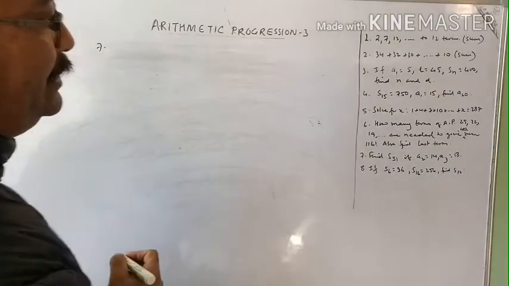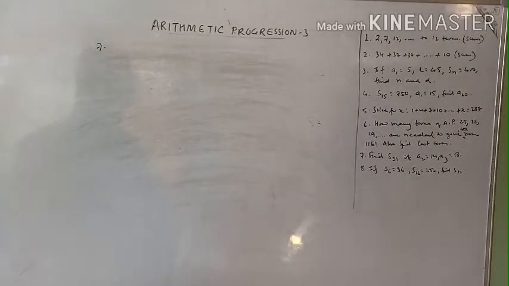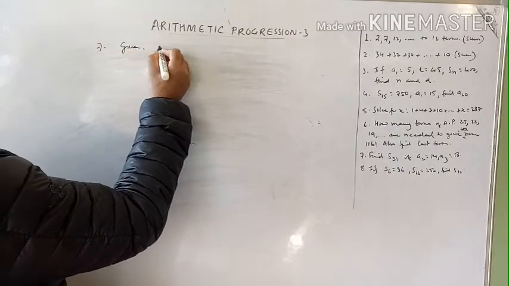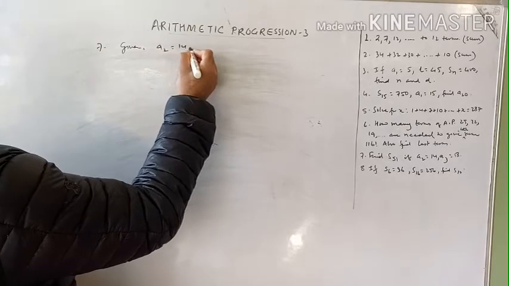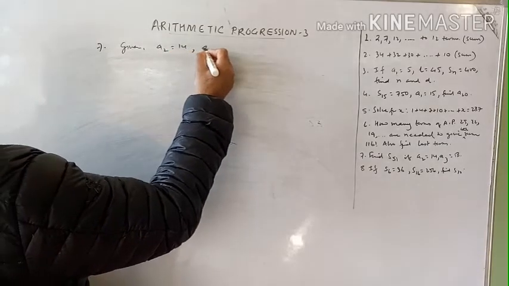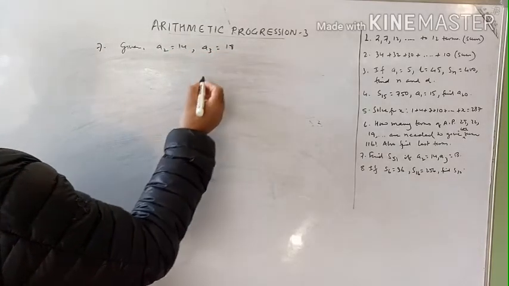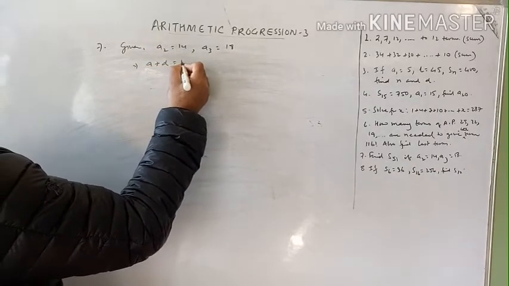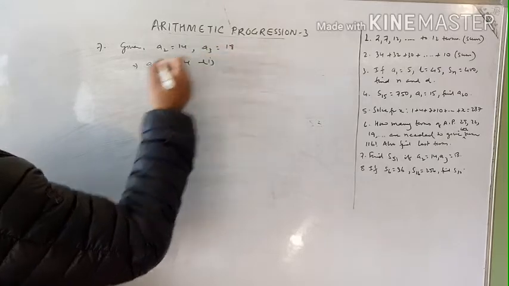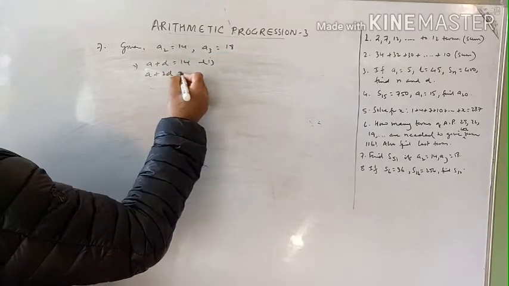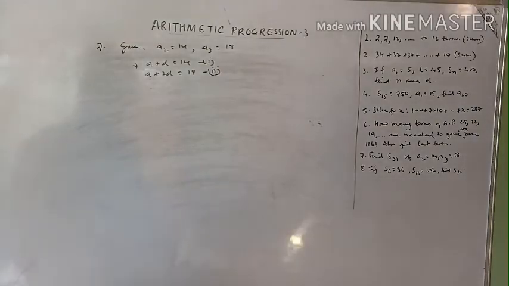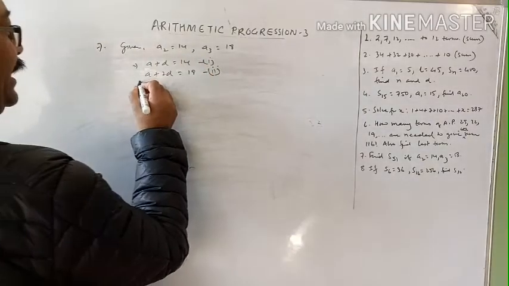Now find S51 if the second term is 14 and the third term is 18. So given the second term a2 equal to 14 and a3 equal to 18. We know the second term is a plus d equal to 14, equation 1, and the third term is a plus 2d equal to 18, equation 2. So from here we find the values of a and d.